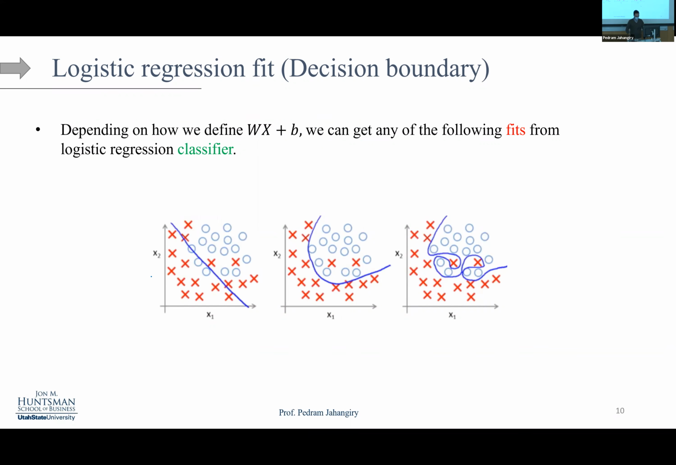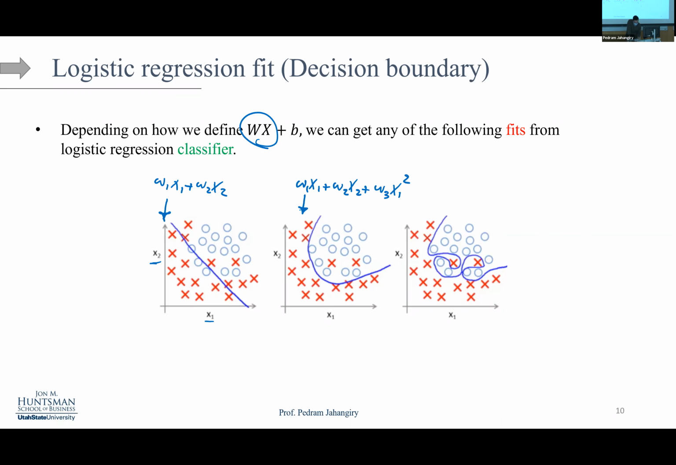How does that happen? That all depends on how you define this Wx. For example, if we have two variables, X1 and X2, and Wx is W1 X1 plus W2 X2, we get something like this. If you have a nonlinear version of those, so W1 X1 plus W2 X2 plus W3 X1 to the power of 2, again, I'm just making up some models, it can be something like this.